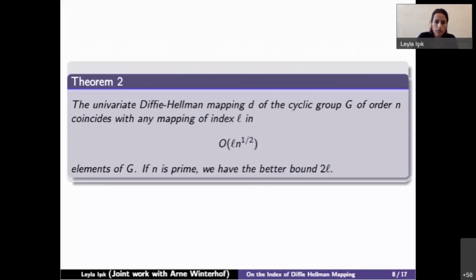With the following theorem, we can see that. Let me first state the theorem. The univariate Diffie-Hellman mapping over the cyclic group G of order n coincides with any mapping of index L in only exactly these elements of G, which is a small set. So we can conclude that the univariate Diffie-Hellman mapping d can coincide with a small index mapping only on a small part of G, not many points. If n is prime, we have a better bound: the coinciding elements are at most 2L.